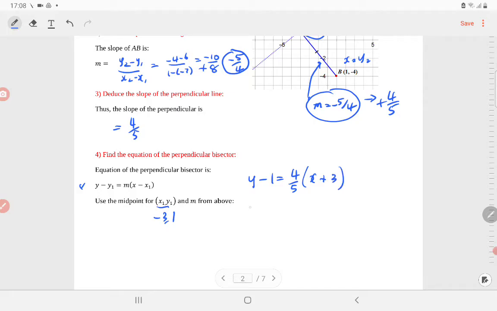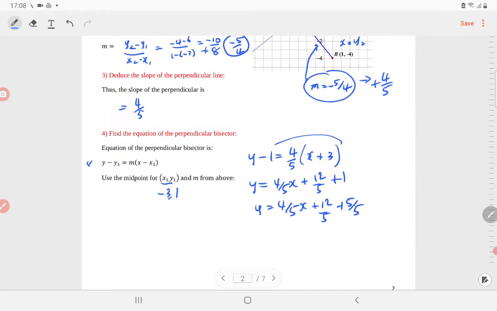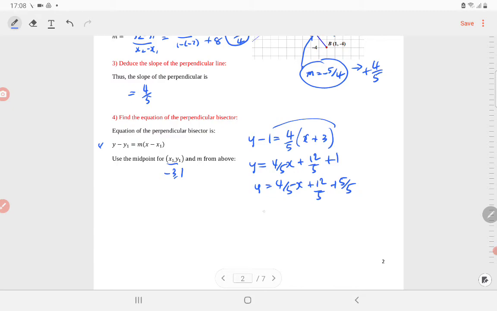So we're going to have y equals 4/5 x plus 12 on 5, and then add 1 by moving that one across. So y is 4/5 x plus 12 on 5 plus 5 on 5, because 5 on 5 is 1, and that makes it easier to add the last two numbers. So y is 4 on 5 x plus 17 on 5. Okay, so that's the equation of your perpendicular bisector.